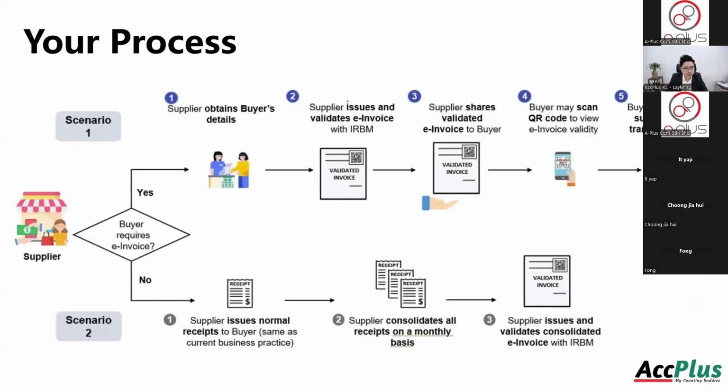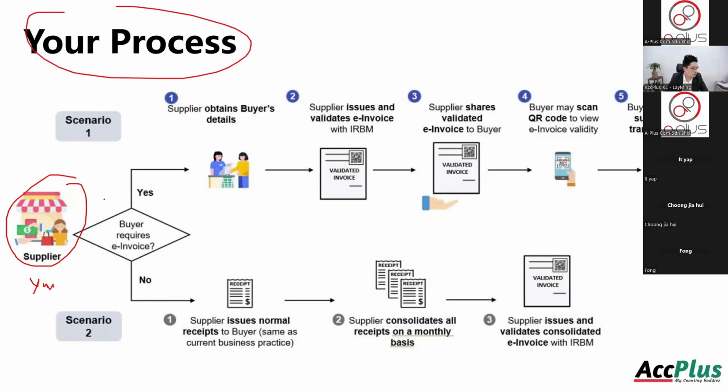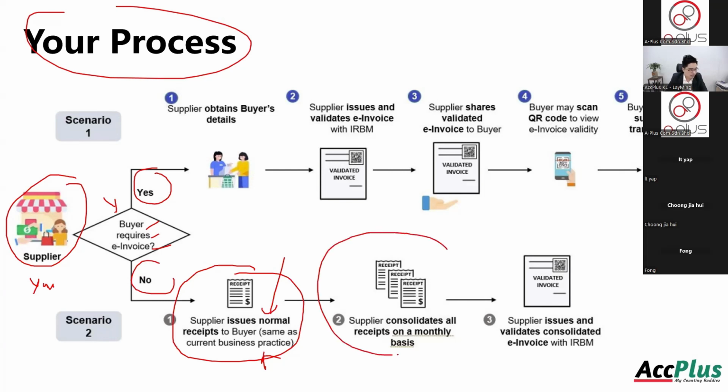Okay, so to make it simple, this is the process. When you're doing business, you have to confirm whether your buyer requires the e-invoice or not, yes or no. If they do not request the e-invoice from your side, that means they are the end user. They are not going to claim income tax deductions from the IRB. So you can issue the normal invoice like what you are doing for now, same as current business practice. And then after the month, consolidate all the invoices and submit to the IRB.